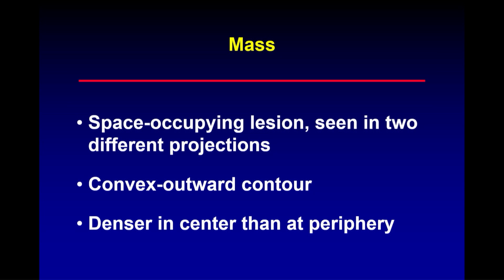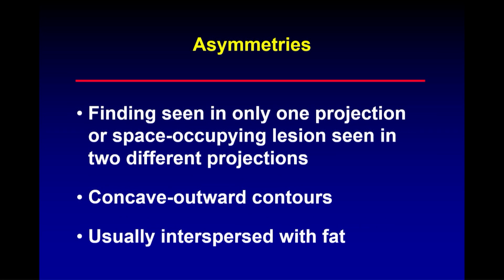A mass always will have convex outward contour. On mammography, if it's a dense mass, not a fat-containing mass, it should be denser in the center than the periphery because it's thicker in the center, so it's going to stop more X-rays. It's going to look whiter. And asymmetry is the opposite of that.